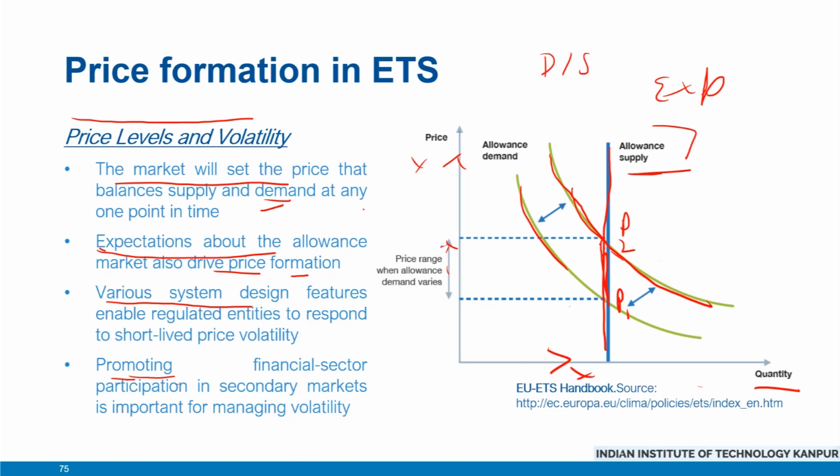To summarize this video, we discussed the supply and demand dynamics that lead to price formation. We also discussed the factors that affect supply and demand in an emission trading system. And lastly, we discussed how to manage volatility through various instruments and ways, and what factors are causing this volatility in emission trading systems.